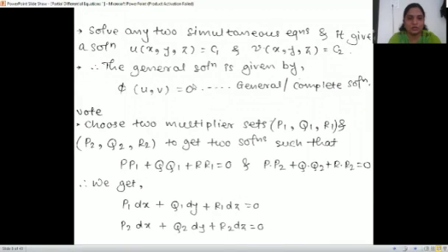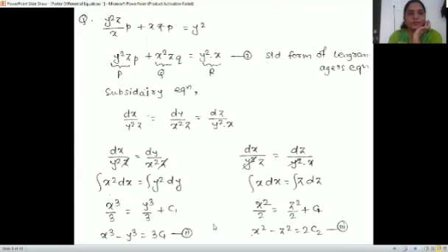We have seen how to solve. So to choose the multipliers, there are two types. We can directly take two ratios, or we can choose the set of multipliers. And if we have the multiplier sets P1, Q1, R1, then we can write PP1 plus QQ1 plus RR1 is equal to 0. We know that. And if that is 0 means what? P1 dx plus Q1 dy plus R1 dz is 0. And the second set will give you the second equation for P2, Q2, R2.